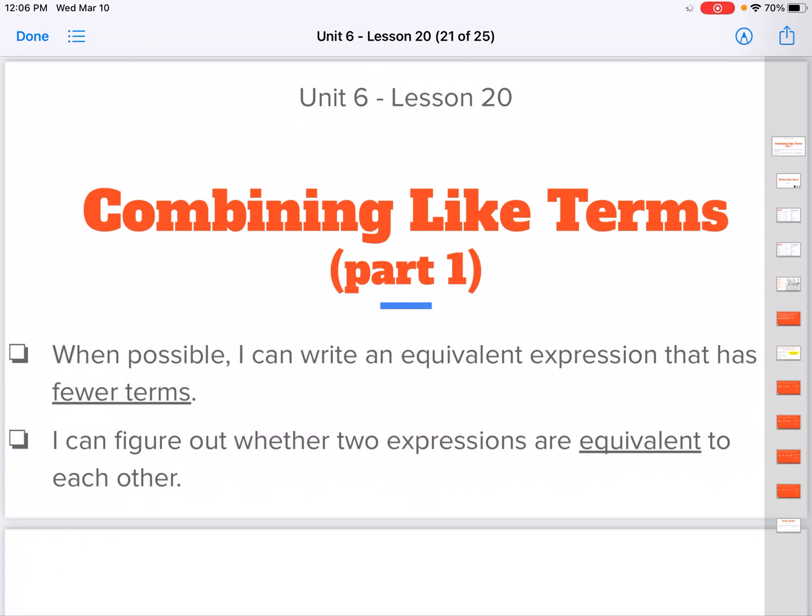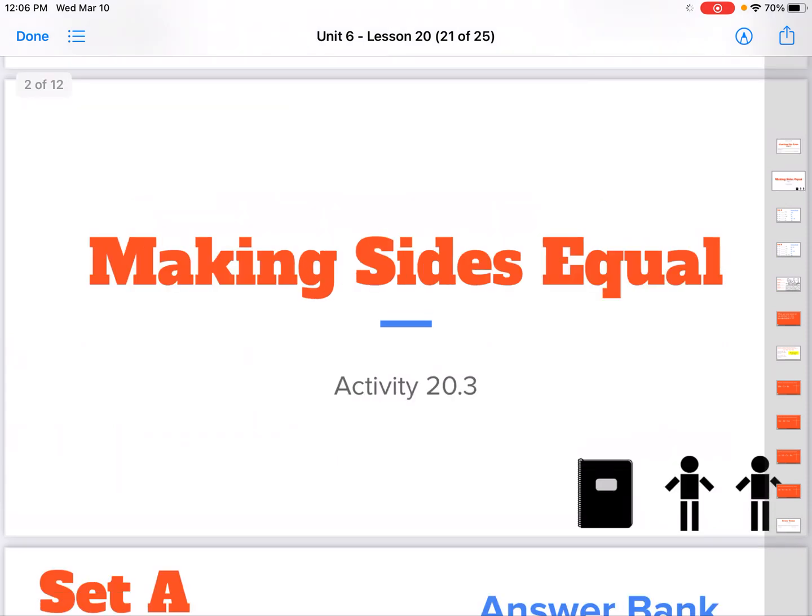Today we're going to do Combining Like Terms Part 1. This is a 3-part lesson because there's a lot to it. So when possible, I can write an equivalent expression that has fewer terms, and I can figure out whether two expressions are equivalent with each other. So I'm trying to make the sides equal.